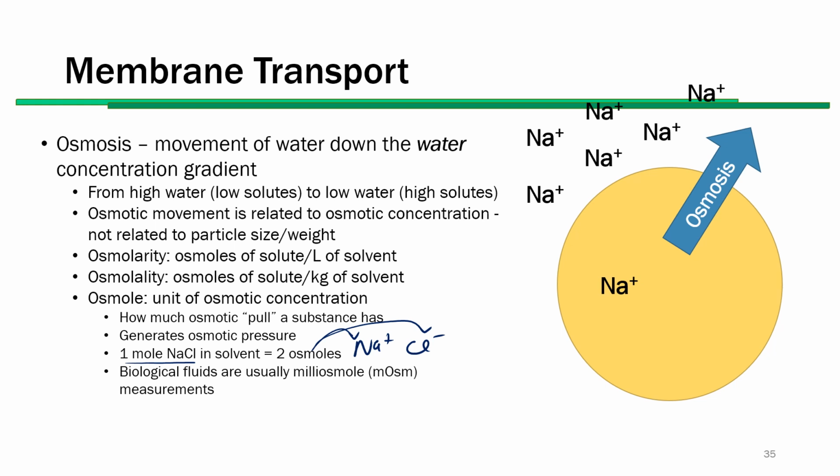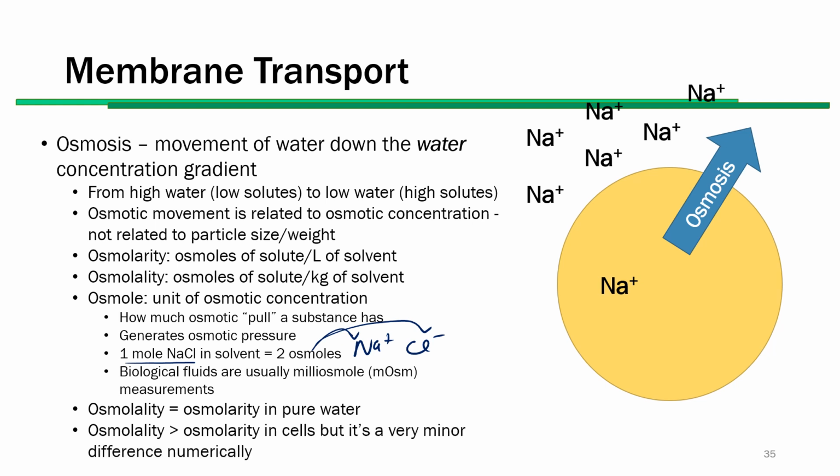Biological fluids are usually milliosmol measurements. If we had pure water, osmolality would equal osmolarity because 1 liter of water is a kilogram. In the body, the osmolality will be more than osmolarity in cells because there are other things in that solvent, but it's really a very minor difference numerically.